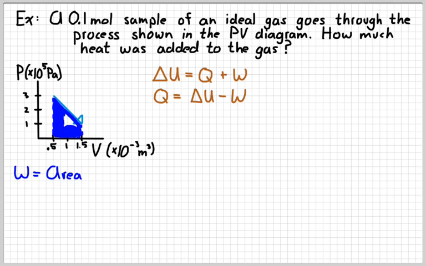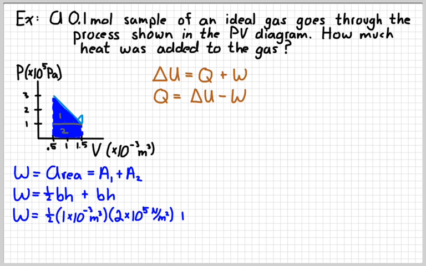And so that shape's area will give us the work. I would divide that up into two simpler shapes, namely a triangle and a rectangle. Because I know the area of a triangle and I know the area of a rectangle, then I can just add them together. So 1/2 base times height is the area of a triangle, base times height is the area of a rectangle.